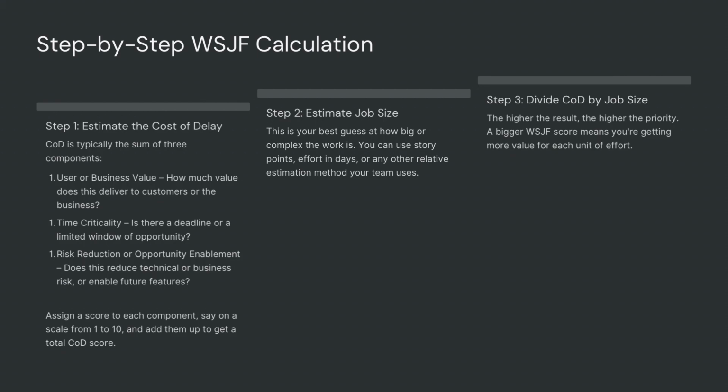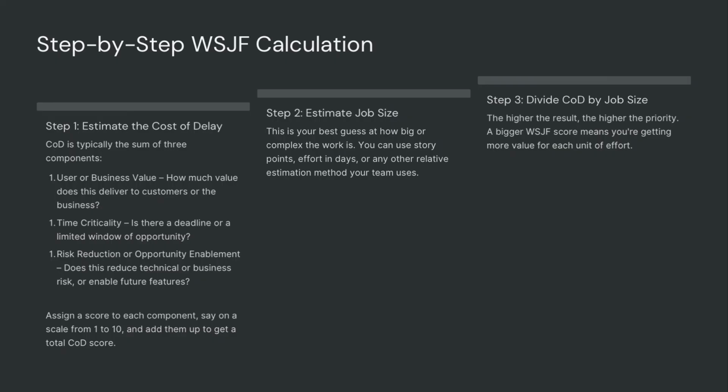Second is time criticality. Is there a hard deadline? A market window that's closing, maybe a regulatory change. This captures the urgency aspect. And third, risk reduction or opportunity enablement. Does doing this reduce some big technical debt or business risk? Or maybe it unlocks a whole bunch of other valuable features later on. So you give each of these a score, often on a simple scale, like 1 to 10, maybe Fibonacci-like story points, and then you just add them up. That's your total COD score. It captures that multifaceted impact of delay.